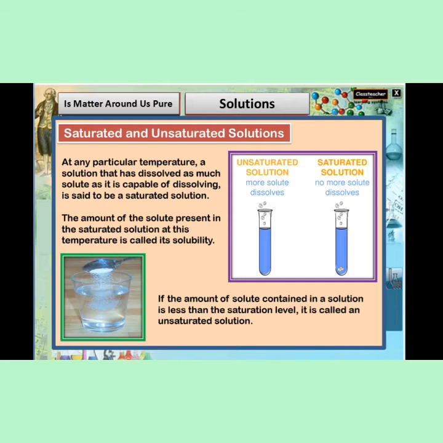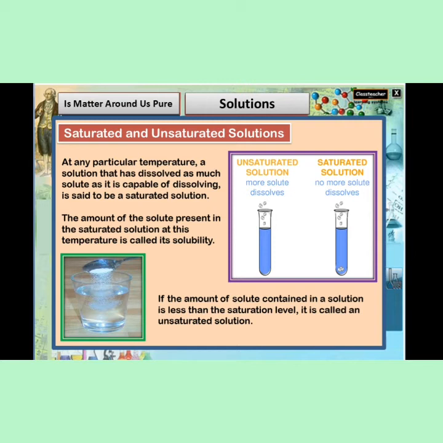Now, what is the difference between saturated and unsaturated solutions? In a saturated solution, the maximum amount of solute is dissolved. In an unsaturated solution, the maximum amount of solute is not dissolved. If we increase the temperature, saturated solutions become unsaturated solutions. And if you decrease the temperature, unsaturated solutions become saturated solutions. And the third point, in a saturated solution, more solute cannot be dissolved, but in an unsaturated solution, more solute can be dissolved.